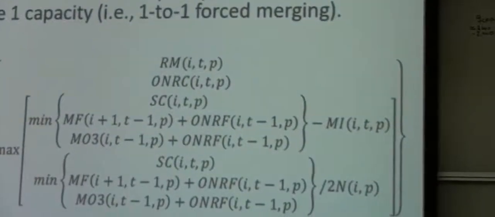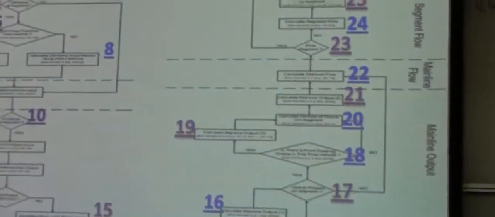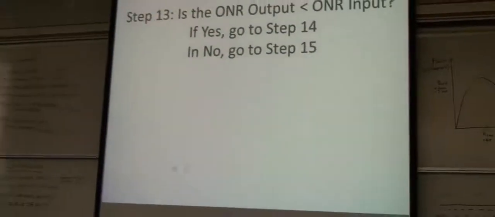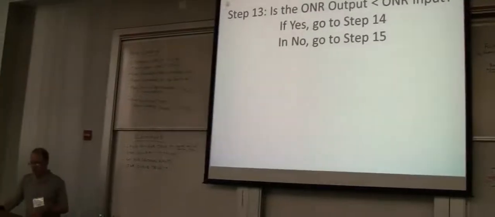Now here we're looking at maximum output from the on-ramp. And so now the question is, is our on-ramp output greater than or less than our on-ramp input?